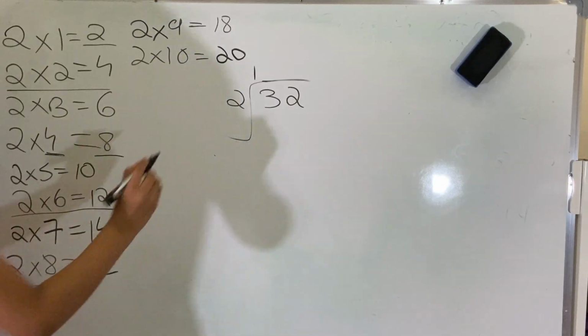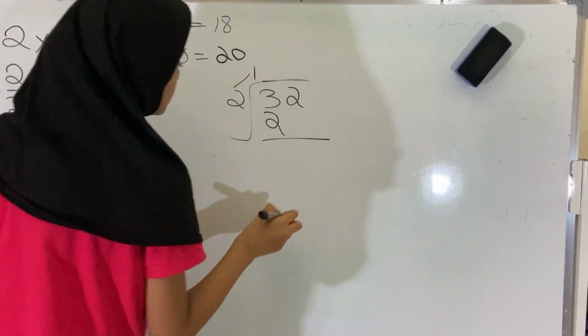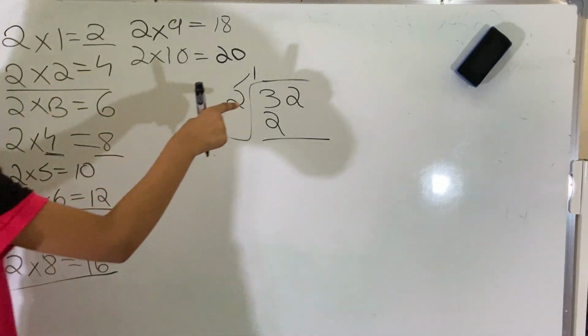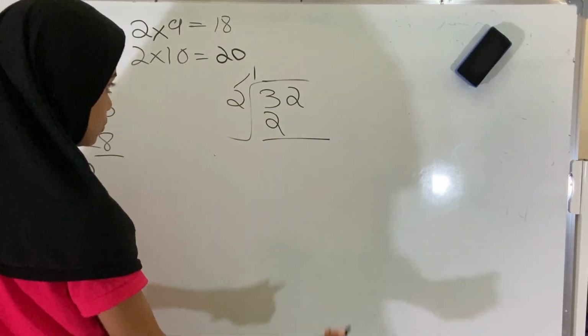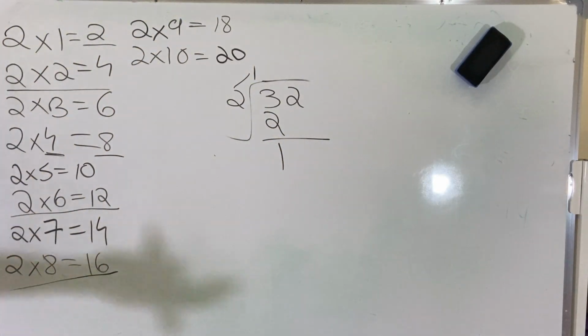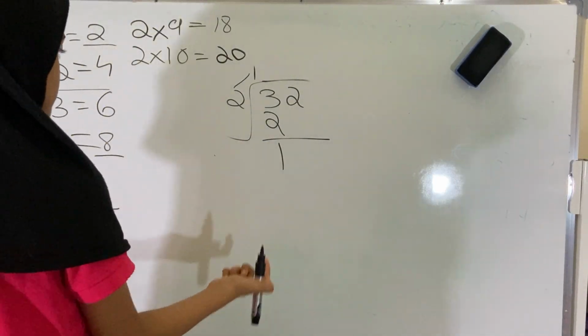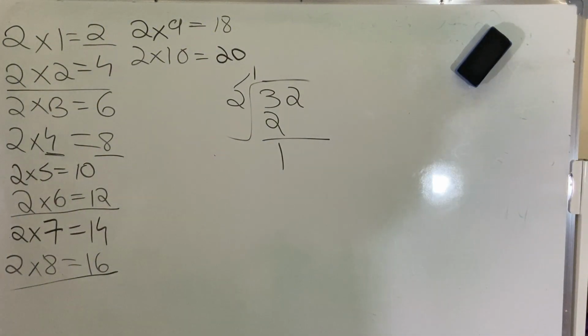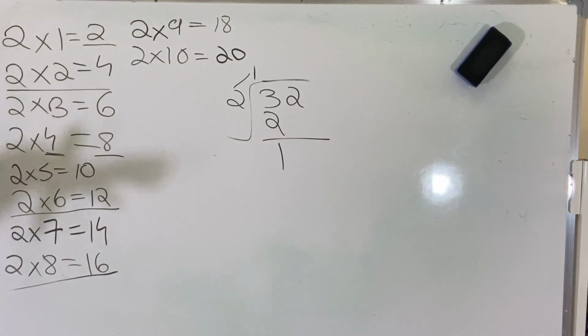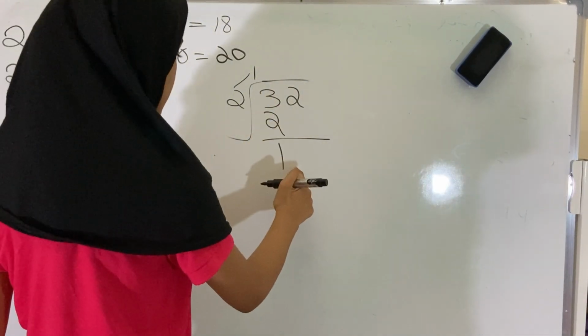Alright, now 2 into 1 is 2. Now let's subtract: 3 minus 2 is going to be 1. Okay. So now you can see that we actually got 1. But I'm not going to stop there, because we have another number.